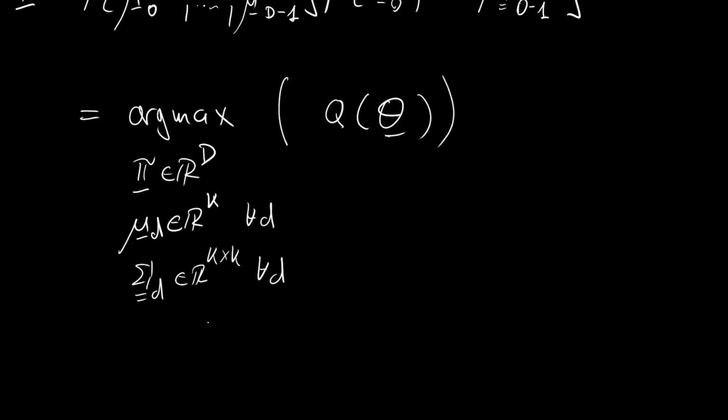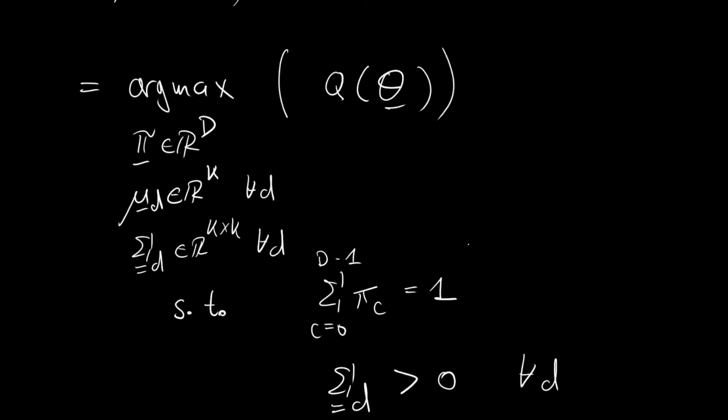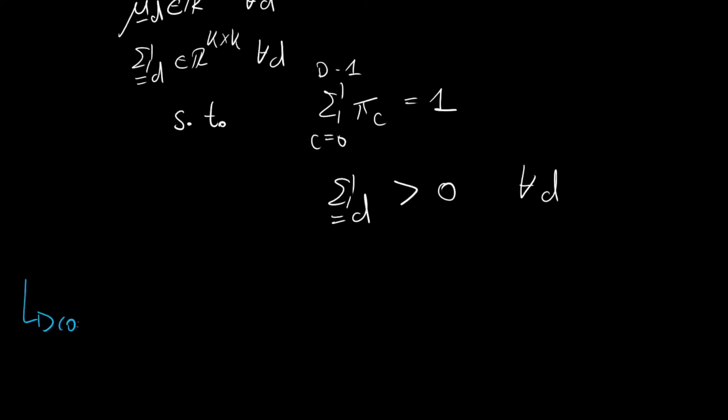It's already quite bloated, so this will be just Q of the parameter vector theta. And we have some constraints, so we have subject to, and the constraints are that our pi vector has to add up to 1, so the summation from c0 to capital D minus 1 over pi c has to be 1. And that is of course because we have some sort of probability mass that we have to distribute between the clusters. And we also have to ensure that the covariance matrices are symmetric positive definite. You could also say semi-positive definite, but here we will restrict ourselves to positive definite, and we need to ensure this for every d. So in essence, what we have is a constraint optimization problem.